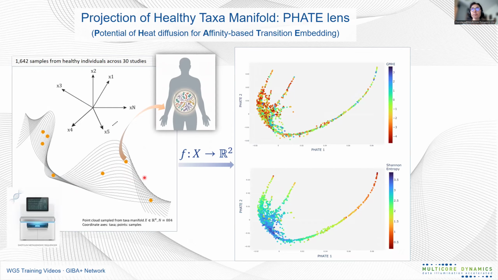And the first step was to construct a topological lens, and in this case I used PHATE, a non-linear dimensional reduction technique, which showed a clear branching structure in the healthy microbiome samples, with a largest branch showing a clear gradient in Shannon entropy and mid to high health scores.